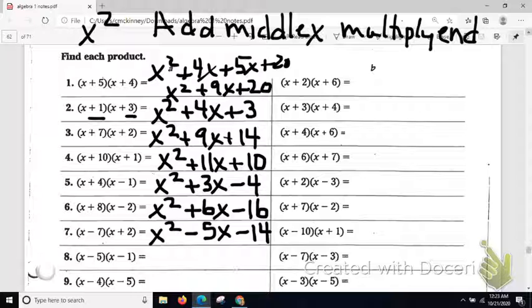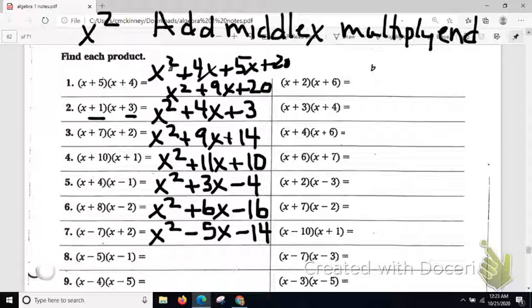So hopefully you're noticing that when the signs are different, the last number is always going to be negative. And then the middle, it depends who's bigger, because when we add, the sign of the answer depends on which one's bigger, right? Same signs add, opposite signs subtract, bigger number wins.